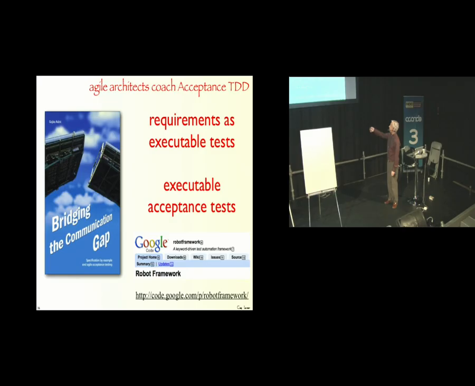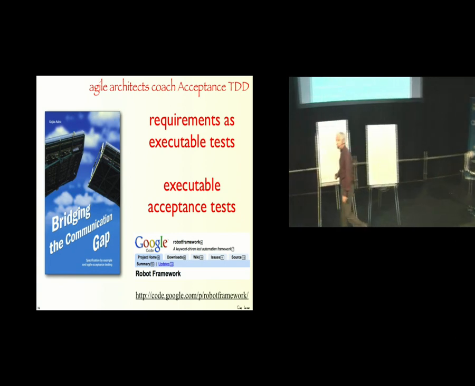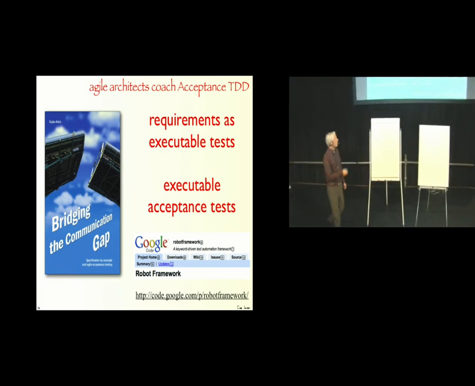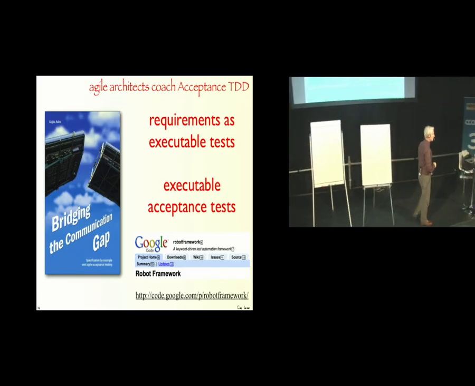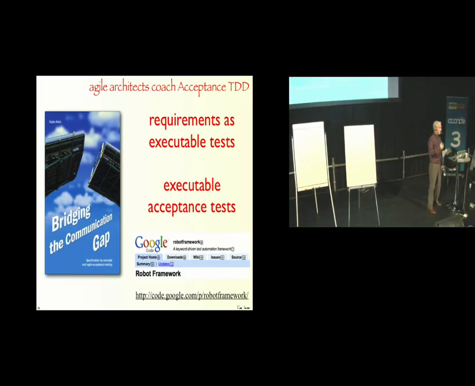And secondly, Agile architects are aware of modern, skillful technologies which can make acceptance TDD a reality. The best of these that I now know is called Robot Framework. Is anyone here familiar with Fit or FitNesse? So Fit or FitNesse are okay, but they have a number of weaknesses, and there's a next generation after Fit and FitNesse, and that's called Robot Framework.